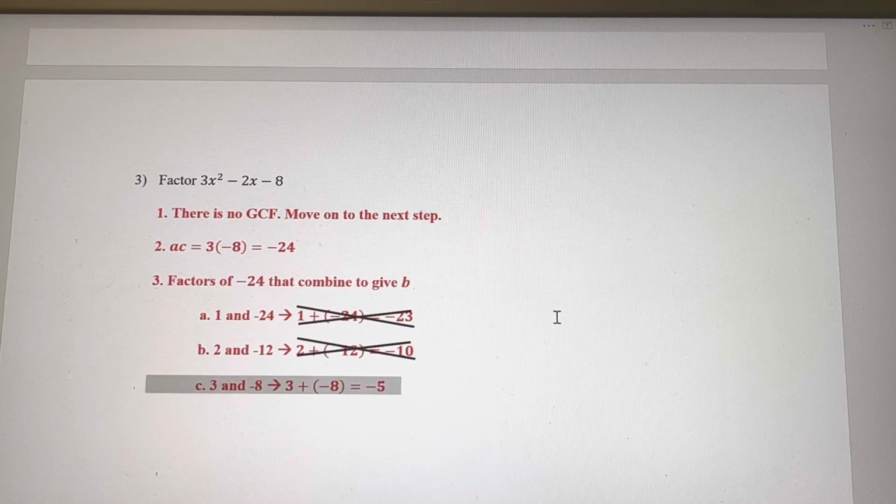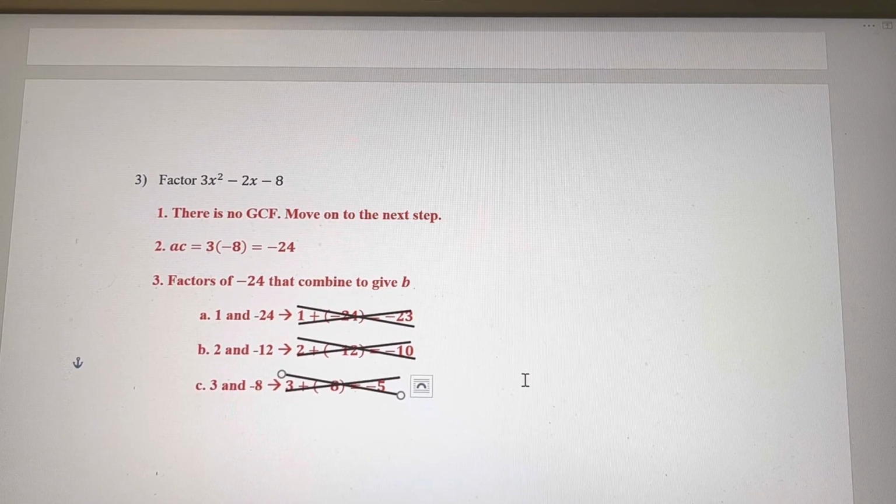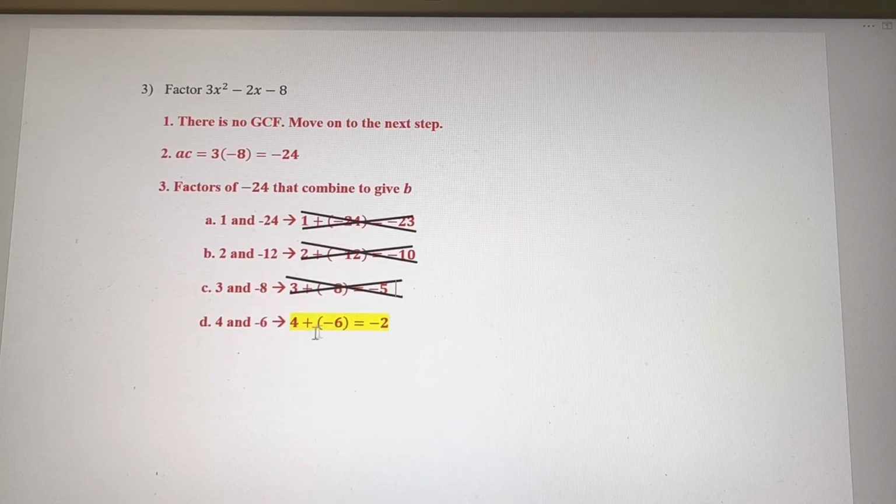Let's do 3 and negative 8. Doesn't work. Gives me negative 5. So I'm almost there. So let's try 4 and negative 6. Okay, 4 times negative 6 is negative 24. Those combine to be negative 2, my b value. So these are the factors I'm going to use to rewrite negative 2x. So we're going to rewrite it as 4x and a negative 6x.